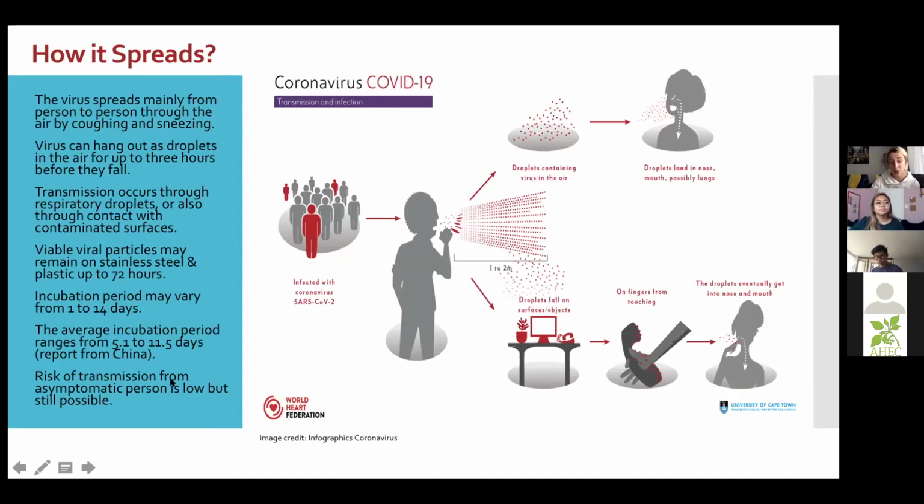And the risk of transmission from an asymptomatic person is low, but still possible. Do you understand the word asymptomatic? A person with no symptoms has a low rate of transmission, but still it is possible.